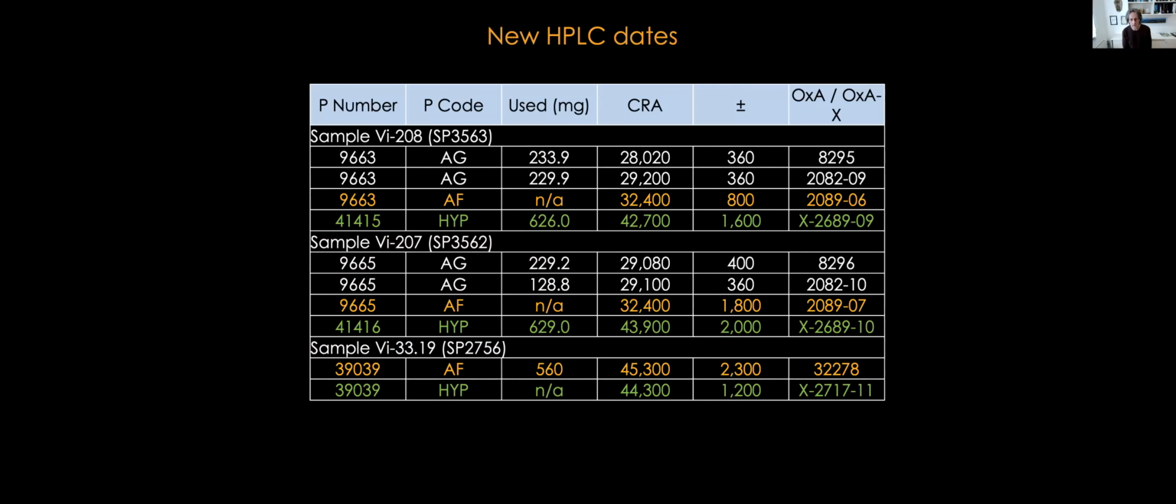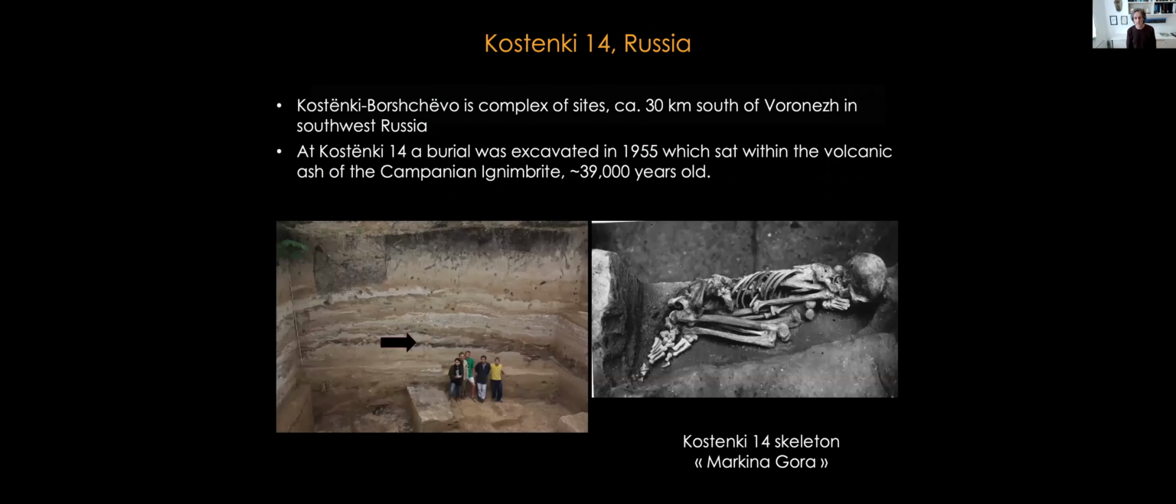The dates got marginally older, but they still were contaminated, and we can tell this by the carbon to nitrogen ratios. It was only when we extracted hydroxyproline that we got dates that were more than 10,000 years older than the ultrafiltered dates. And these, again, are the most reliable dates that we have for these Neanderthals and suggest that they were older than we thought.